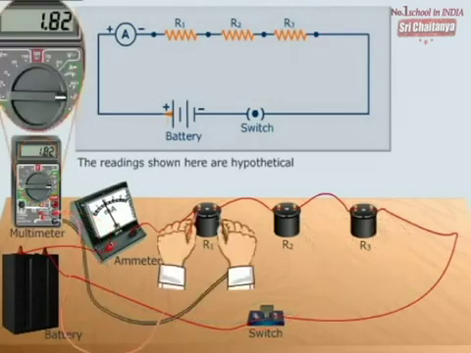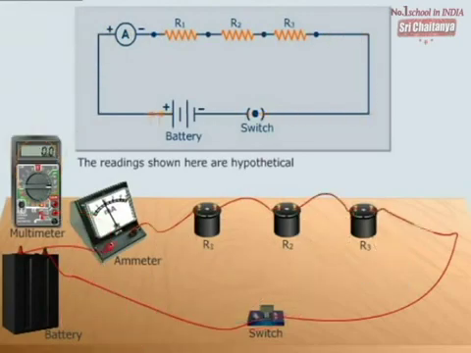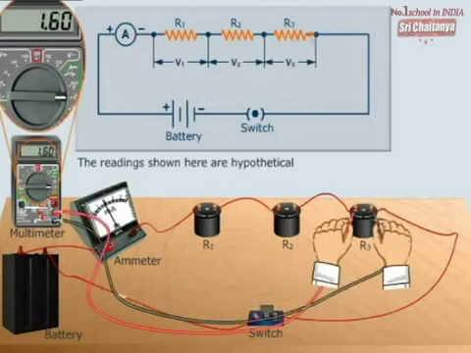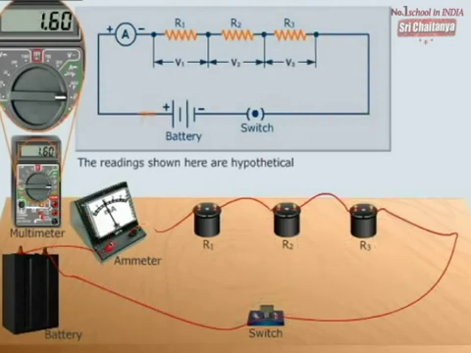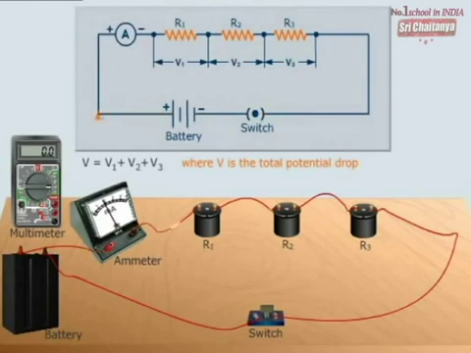What do you observe? The current flowing through R1, R2 and R3 is the same, and the potential drops V1, V2 and V3 across R1, R2 and R3 are different. Let V1, V2 and V3 be the potential drop across R1, R2 and R3 respectively. Under ideal conditions, the potential drop across the resistors is equal to the sum of the individual drops in potential. That is, V is equal to V1 plus V2 plus V3, where V is the total potential drop.